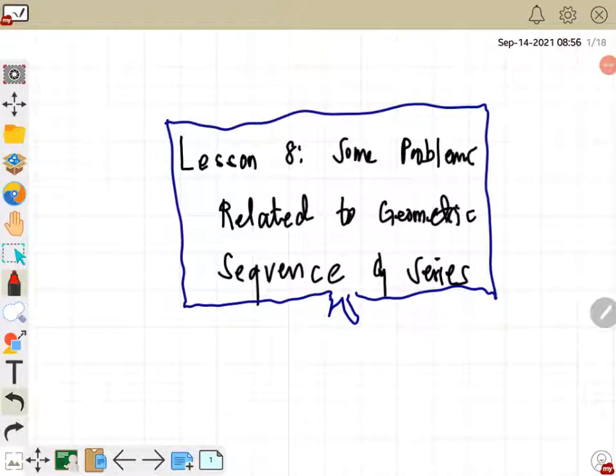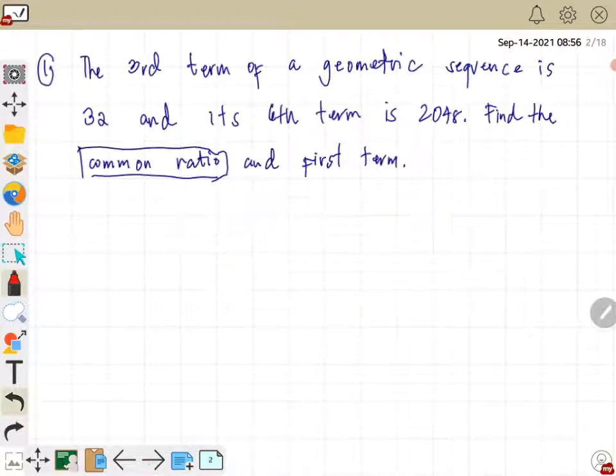In this video, we are going to solve some problems which are related to geometric sequence and series. So this is our lesson 8 for chapter 1. Chapter 1 still talks about sequences and series. So our first problem will be, we have the third term of a geometric sequence is 32 and its sixth term is 2048. Find the common ratio and the first term.